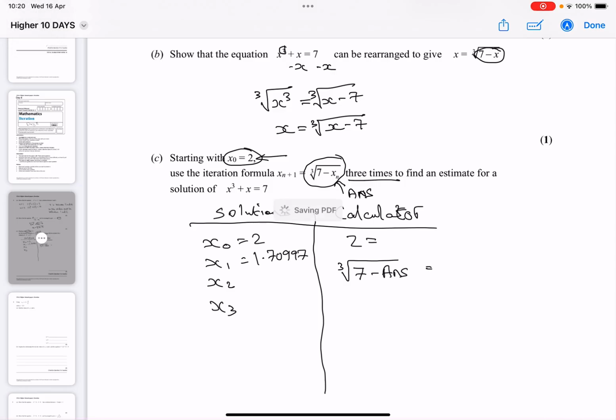The first answer I get is 1.70997, etc. Don't be lazy with this, put in as many values as is reasonable. Then just press equals again. I've got 1.74241188, and then equals again 1.738849506. I've written everything down there. So yeah, and that's it. We've done the 3 times, perfect.